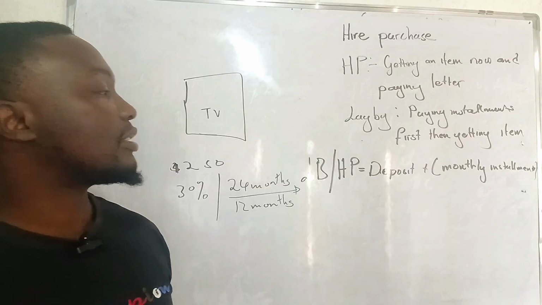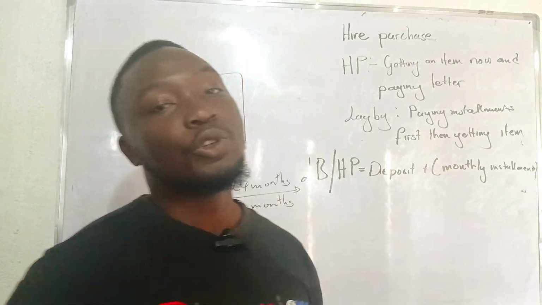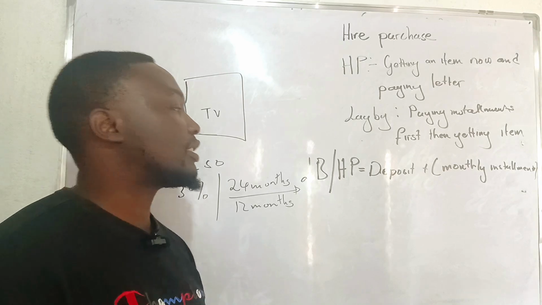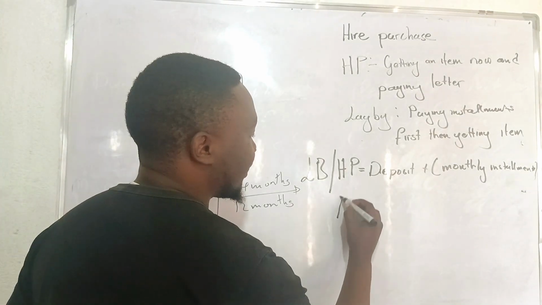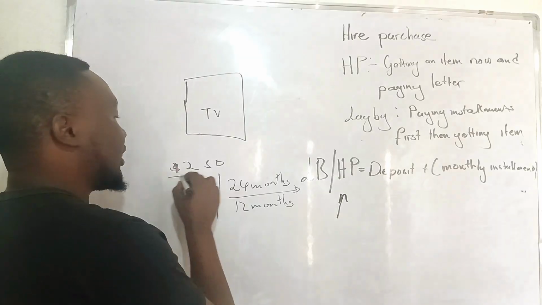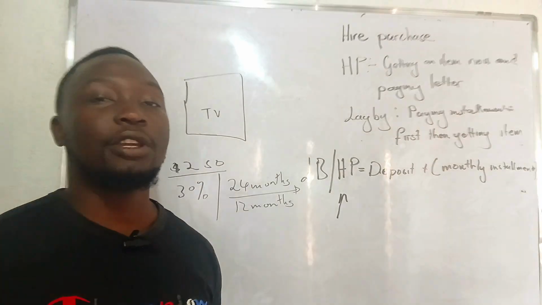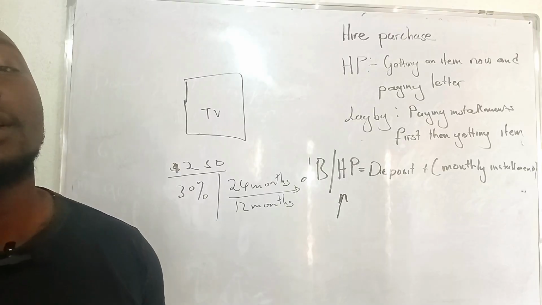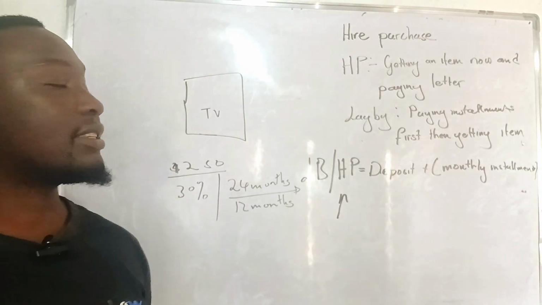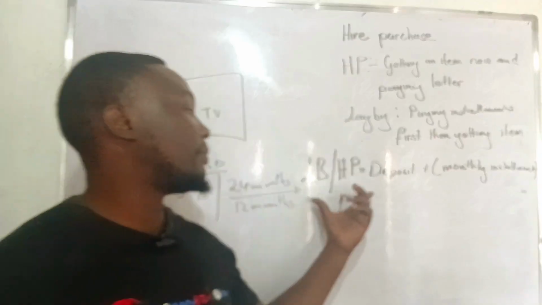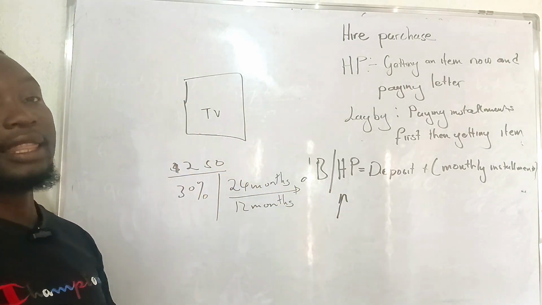So hire purchase is calculated as deposit plus monthly installments. Usually the installments plus deposit will result in a higher price. They will result in a higher price than the cash price. Sellers usually do this in order to hedge for inflation, or they do this in order to hedge for currency discrepancies. That's why the hire purchase price usually is higher than the cash price.